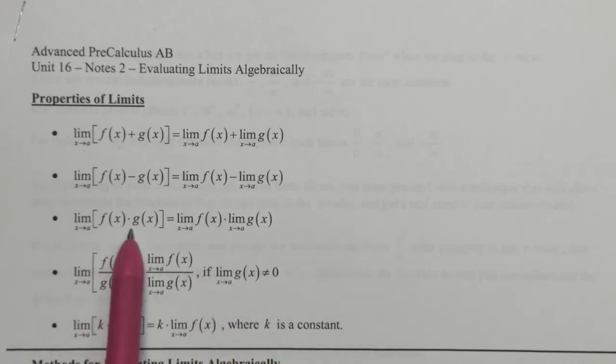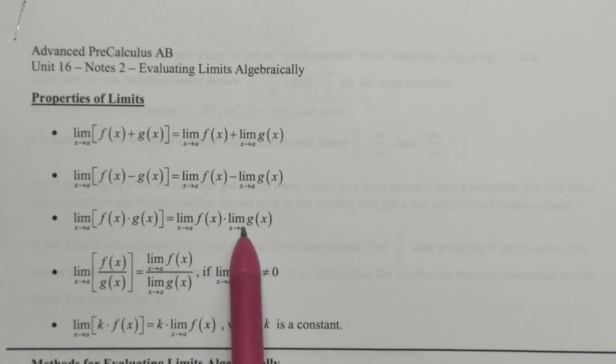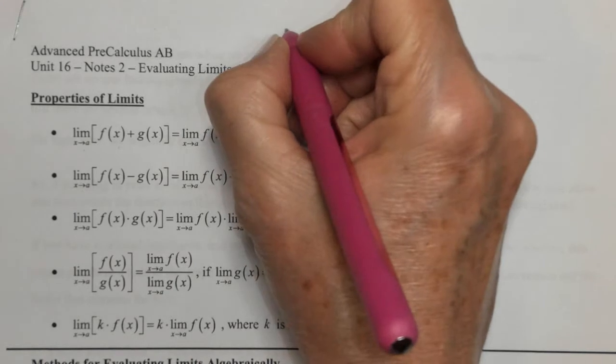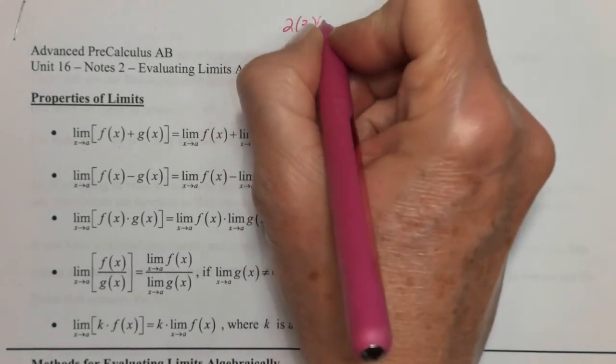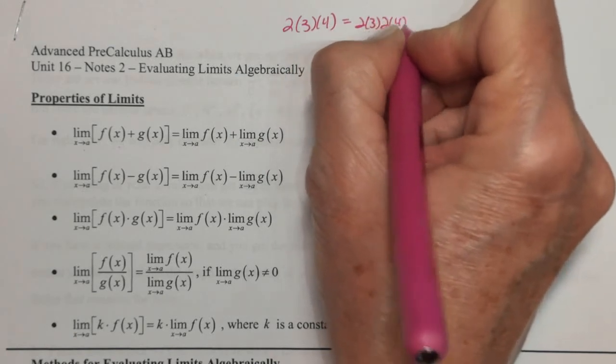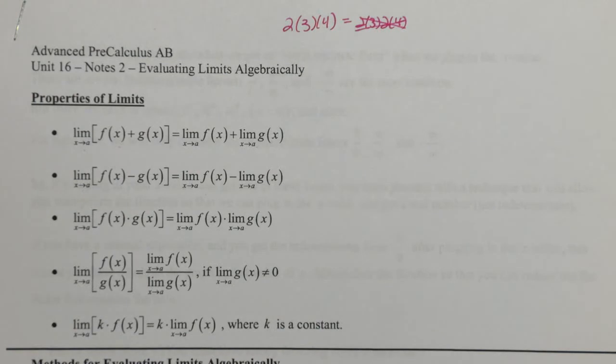If you have a product, the limit of a product is the product of the limits. That's why I didn't want you to think about it distributing, because we don't distribute things like that. If you have a product, you don't distribute the outer number to both pieces. If you have 2 times 3 times 4, that is not 2 times 3 times 2 times 4, right? So you don't distribute like that. So the limit of a product is the product of the limits.